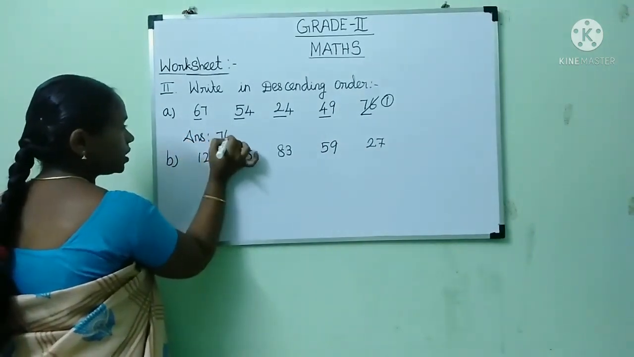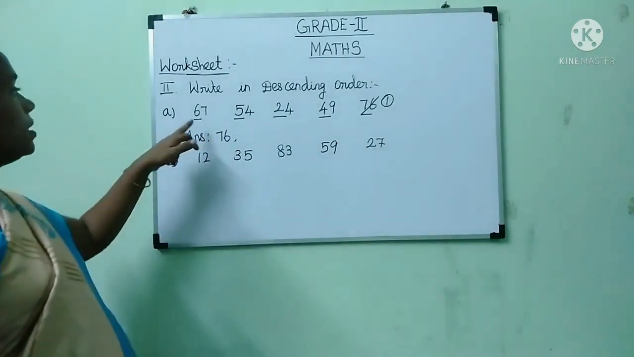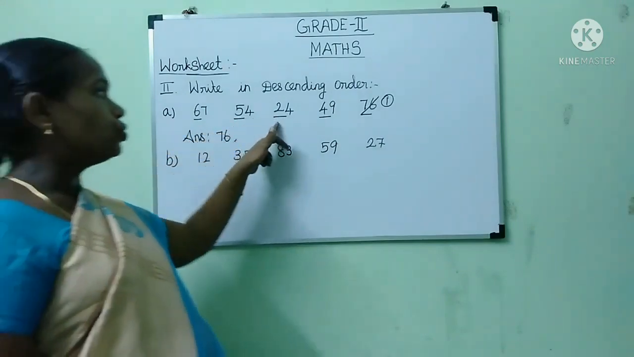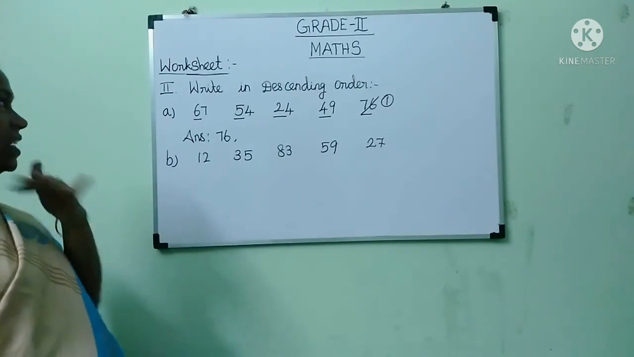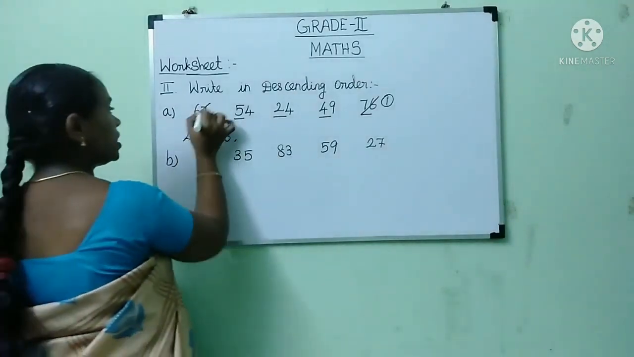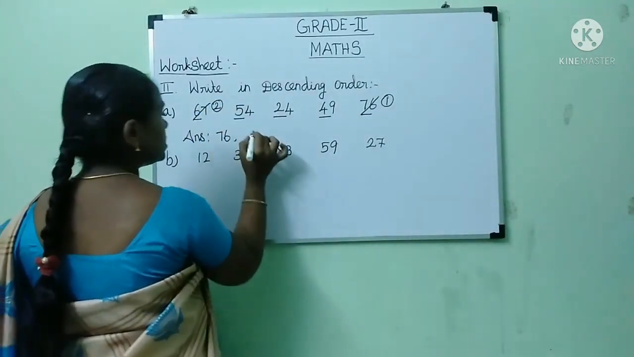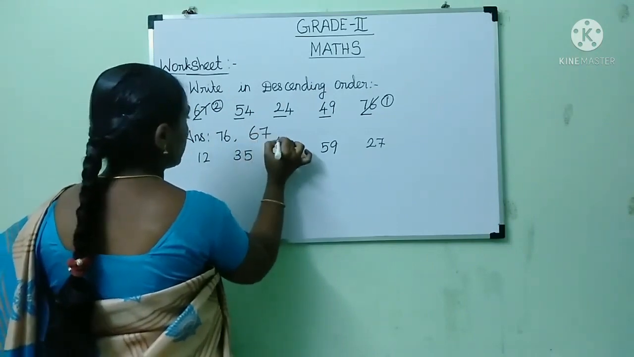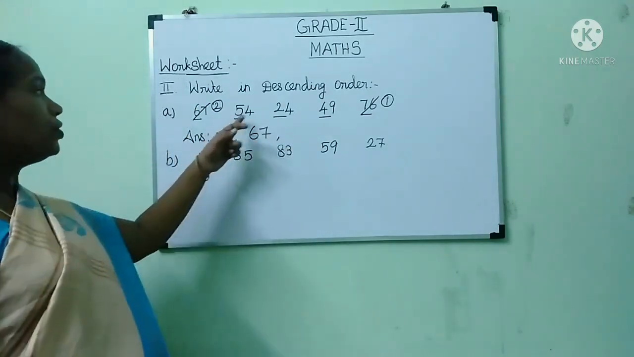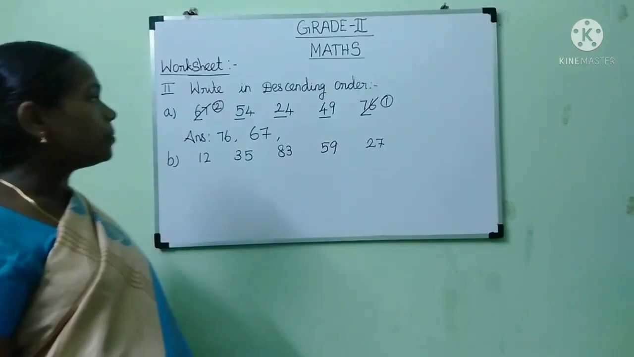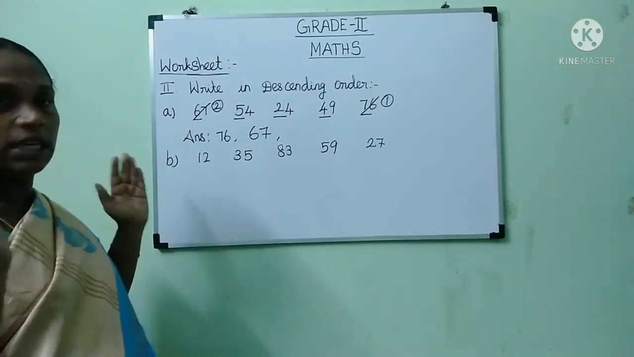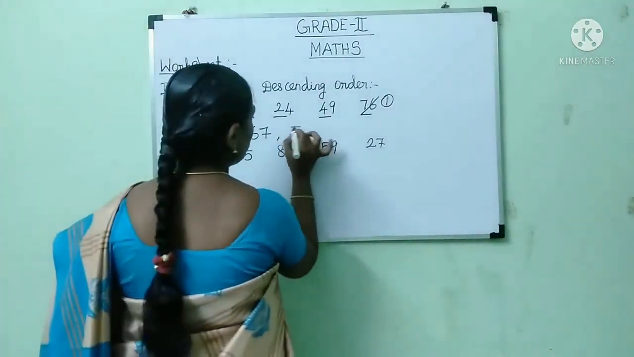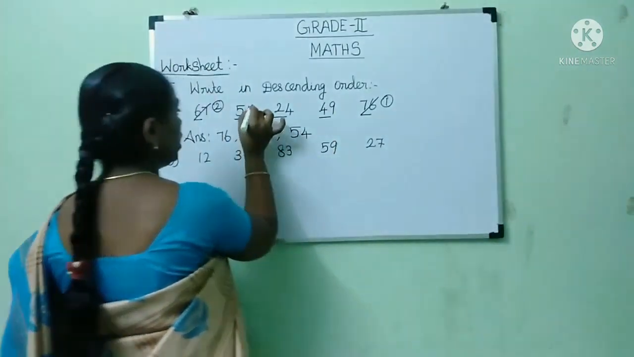76. Next, 6, 5, 2, 4. Which number is the biggest number? Yes, 67 is the biggest number. So that is the second number, 67. Next, 5, 2, 4. Which number is the biggest number? Yes, 54 is the biggest number. So you should write the third number is 54.